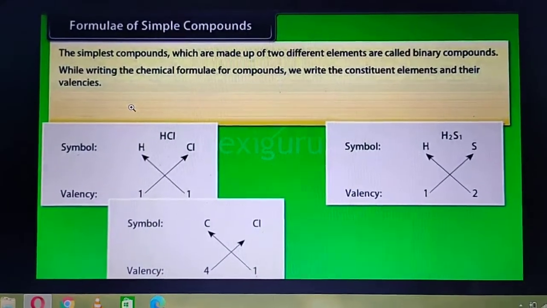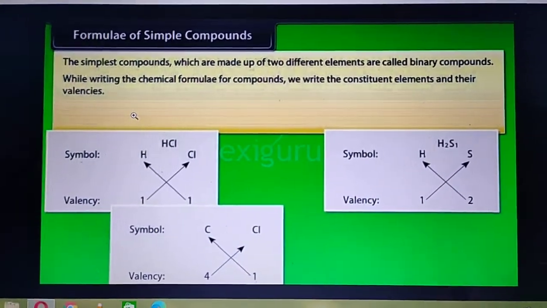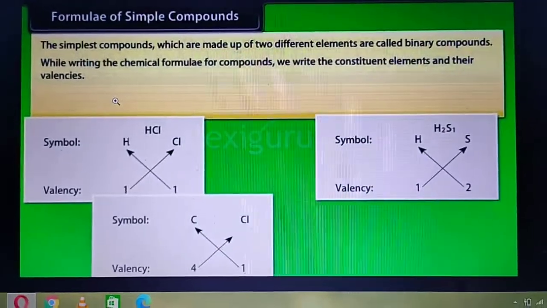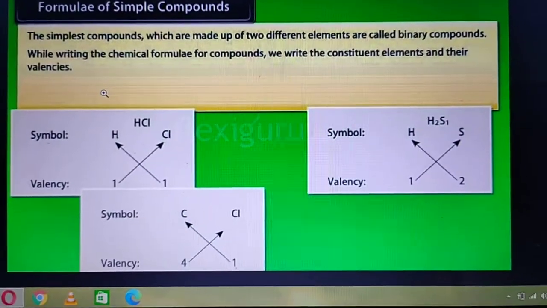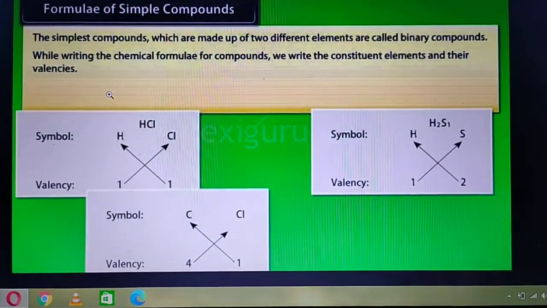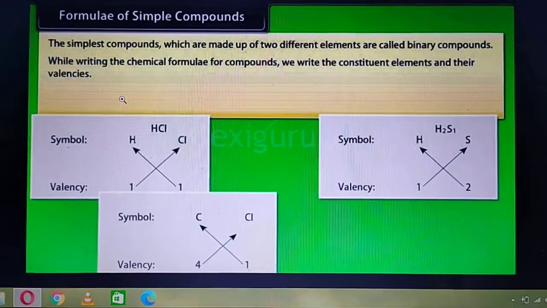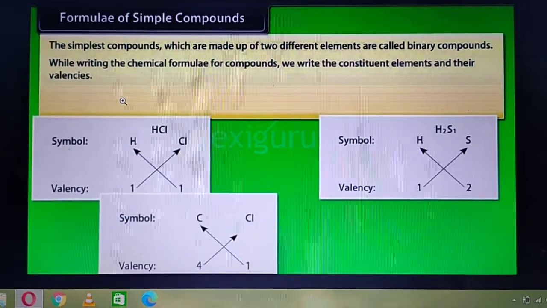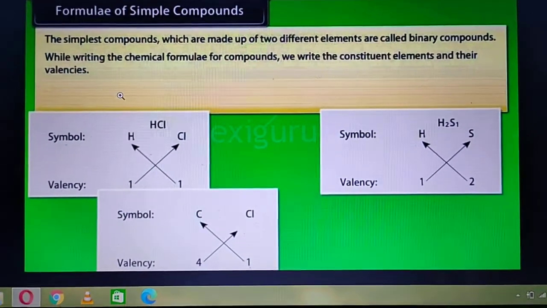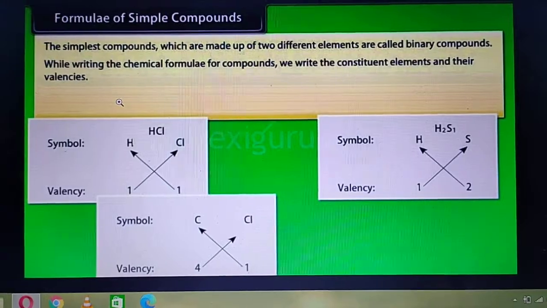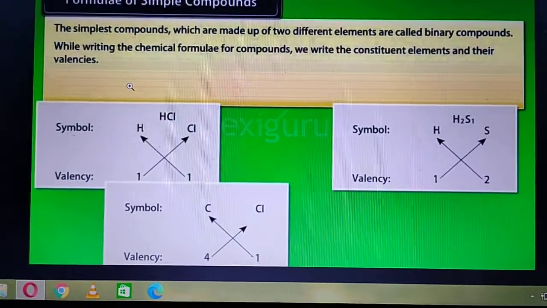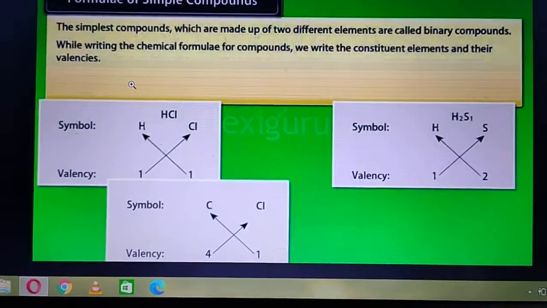Like if we are talking about hydrogen chloride, we'll write HCl, that is the formula of that compound. If we are talking about hydrogen sulfide, we will write H2S. This is the formula of hydrogen sulfide. And if we are talking about carbon tetrachloride, then the formula of that compound is CCl4. So every compound has a specific name, and these names we denote by some formula and symbols.